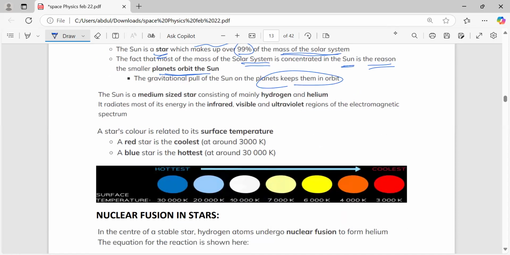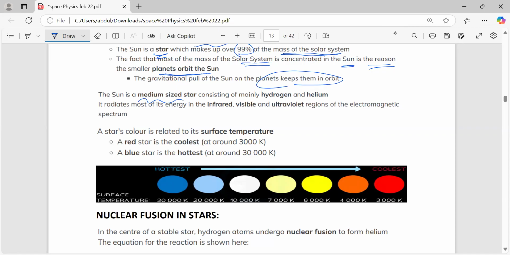The sun is a medium-sized star, and it is not very hot, consisting mainly of hydrogen and helium. Consisting of mainly hydrogen and what? Helium. Hydrogen you can say is the fuel, and helium is the product. It will be coming in our next discussion.